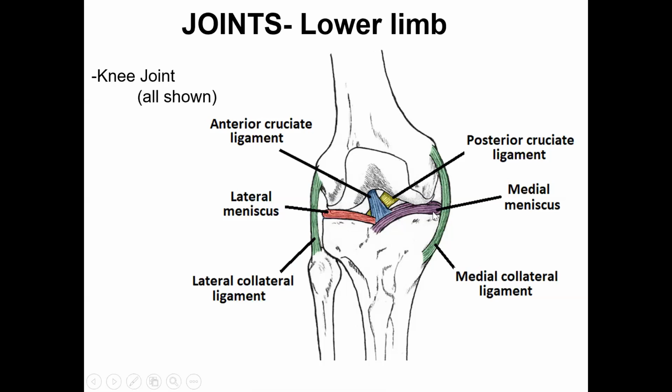And so these 6 structures, both cruciate ligaments, both collateral ligaments, and then the medial and lateral menisci together work to articulate and secure the tibia and to a lesser extent the fibula, anchoring that to the femur, right? Securing the knee joint and also offering stability to the knee joint.